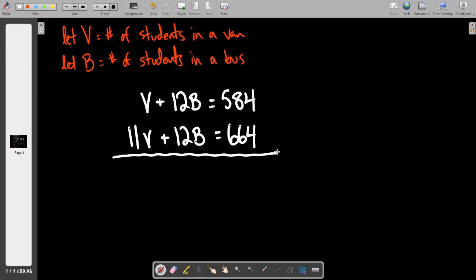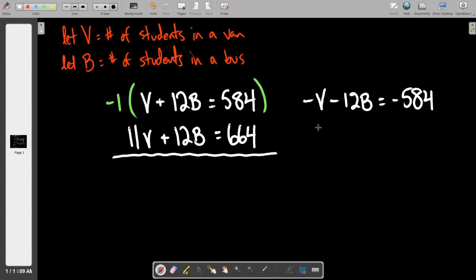Who's more attractive, the V's or the B's? I like the B's. I can do way less math if I kill the B's. If I did the V's, I'd have to multiply the top equation by negative 11, and I would rather not. So let's multiply the top equation by negative 1. That equation is now going to be negative V minus 12B equals negative 584.